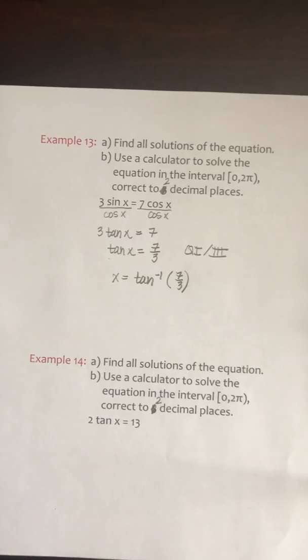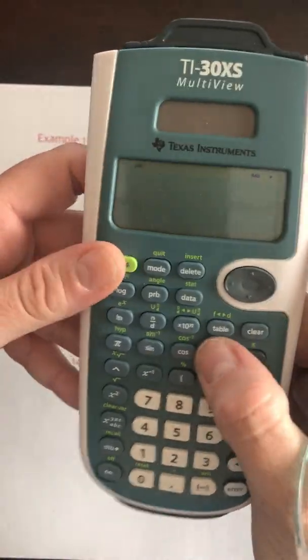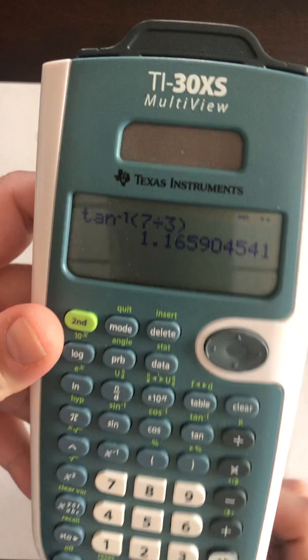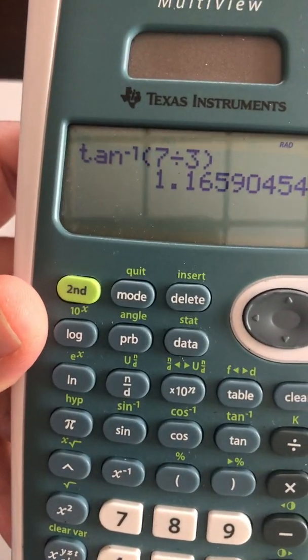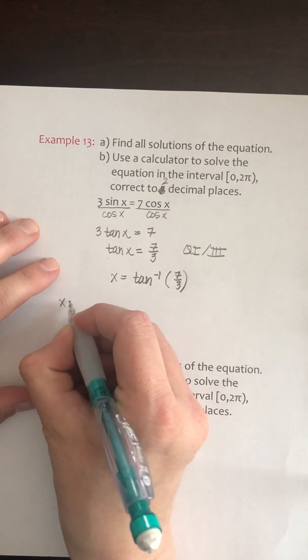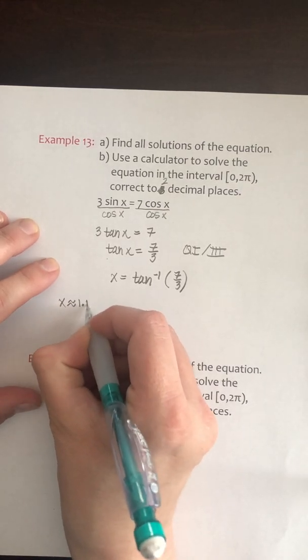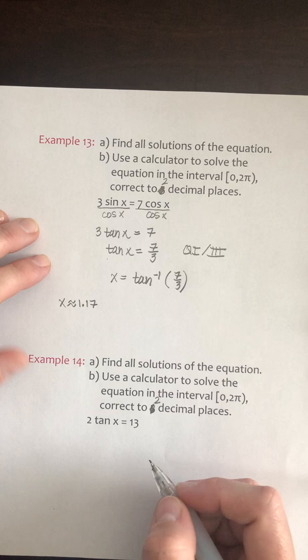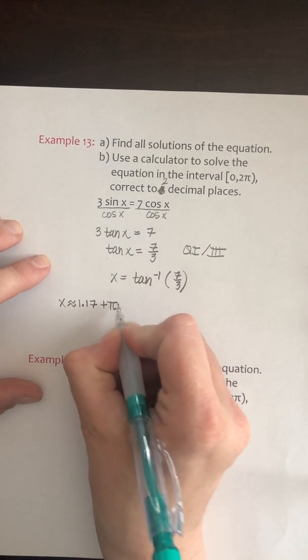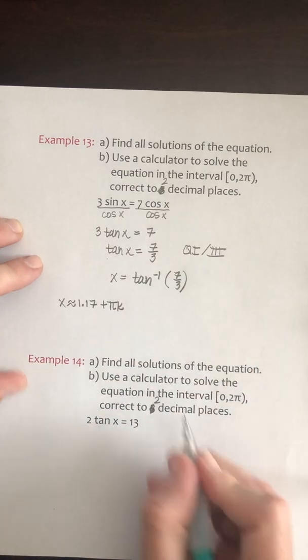So first, let's use a calculator. So we got inverse tangent of 7/3. Okay, I'm getting, what, 1.17? Does that sound right? 1.17, approximately. That's a quadrant 1 value. How do I get to quadrant 3? I add pi. So I'm going to put add pi k.